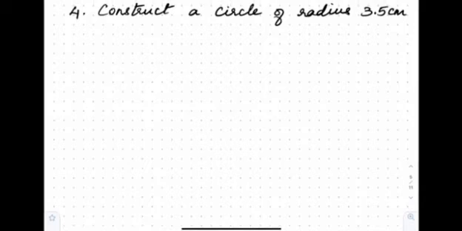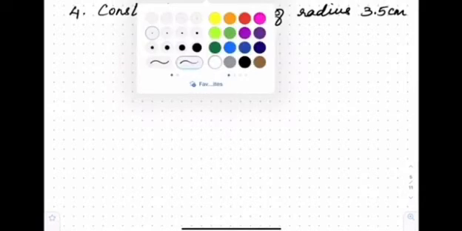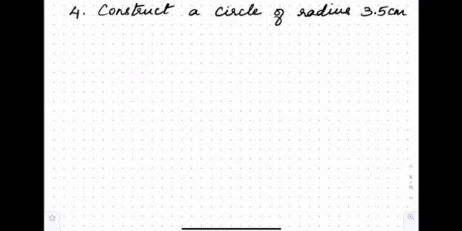Now this is a radius of 3.5 centimeters. As usual, we will start with center O. Then we'll draw a line with 3.5 centimeters radius and name it whatever you want. Any letter. We can name it as N.